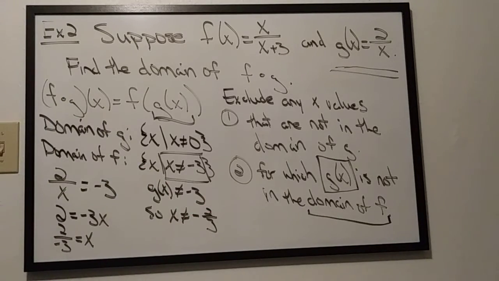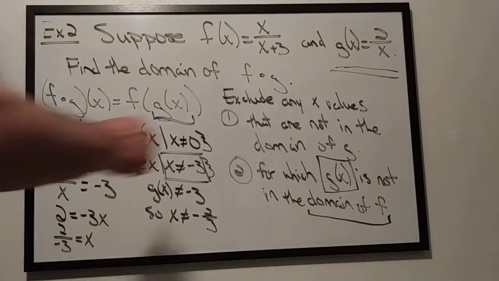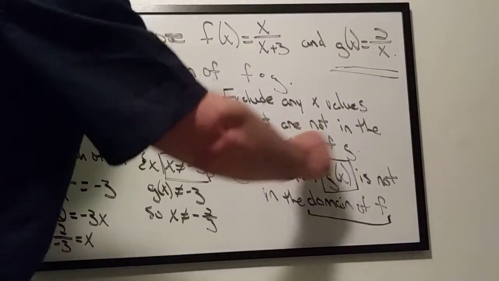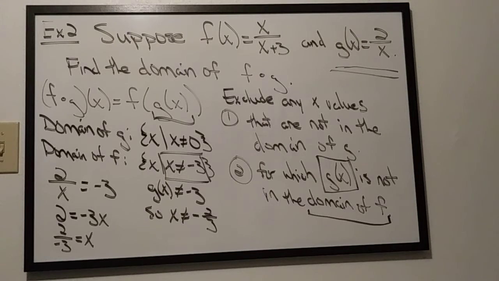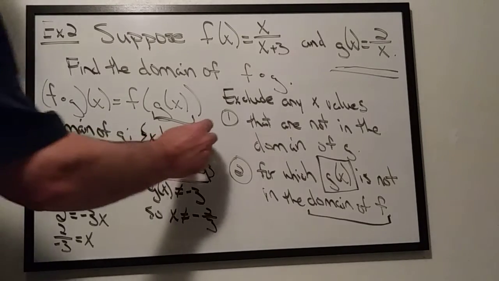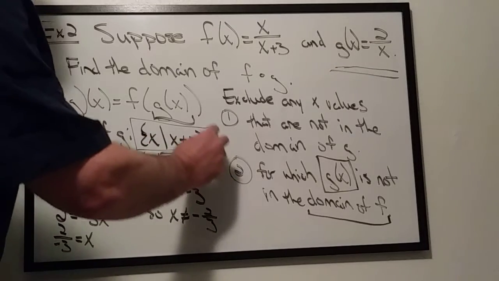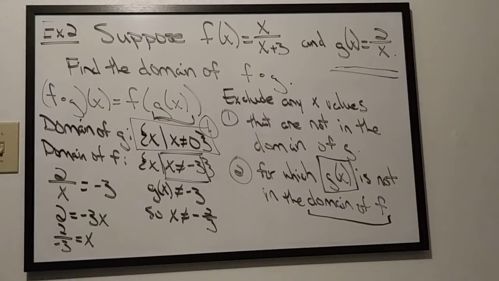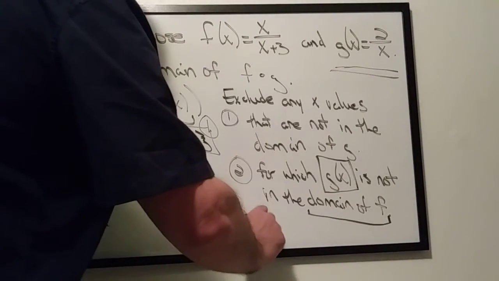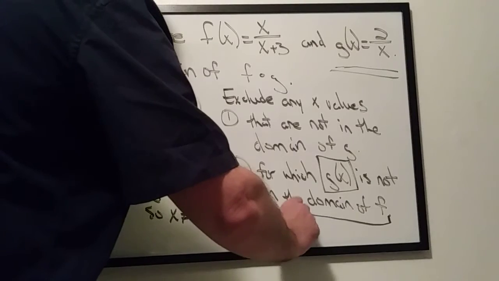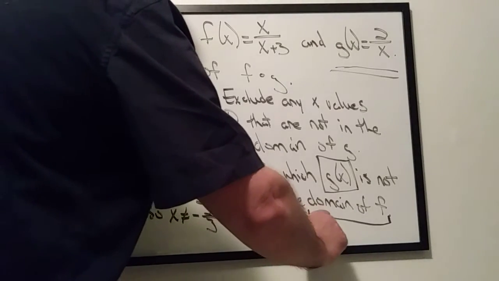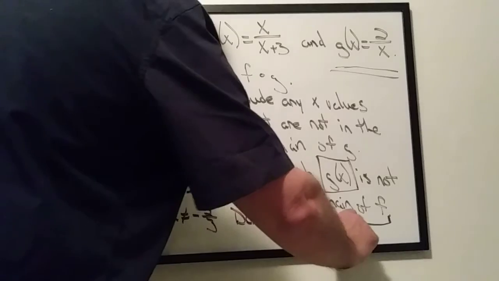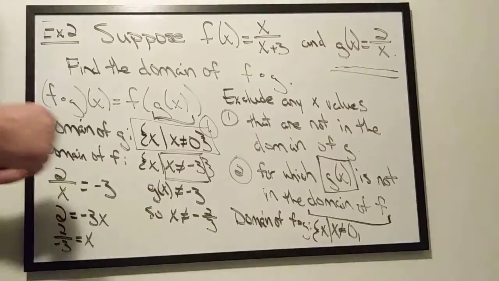So now that I have those two pieces of information, I'm ready to write down the domain of f composed with g. So from step number 1, it says we need to exclude any of the x values that are not in the domain of g. Well, okay, I have that information right here. Step number 1 says we cannot use the x value of 0. So let's come over here and write down the domain of f composed with g. Well, it's going to be the set of all x values such that, and we're going to start off and say we can't use 0.